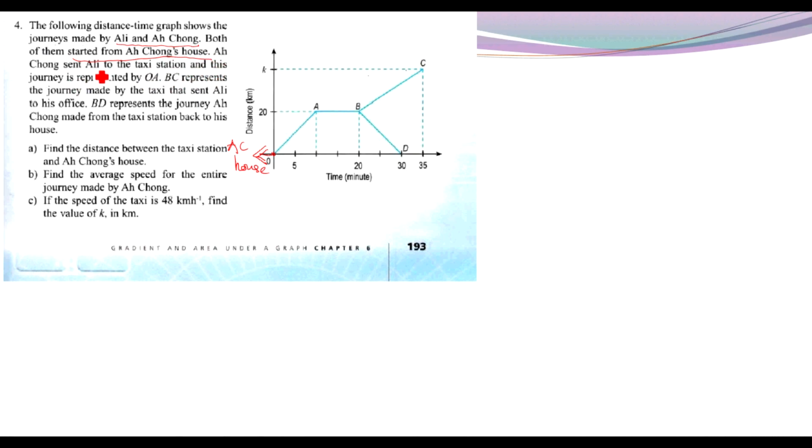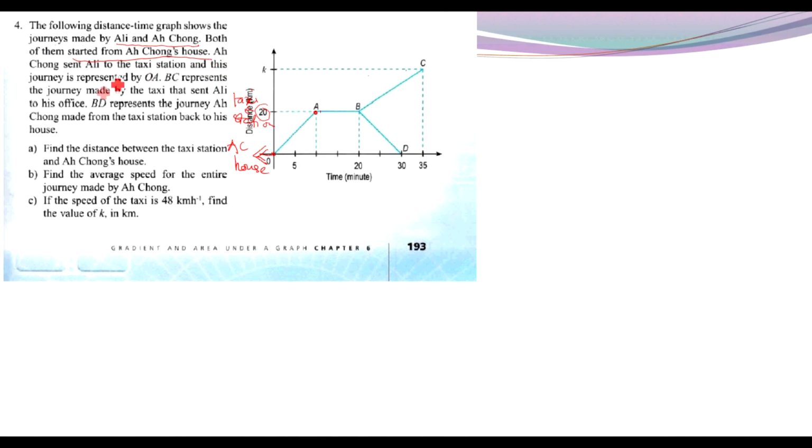Ah Chong sent Ali to the taxi station. Both of them start here, to send Ali to the taxi station. So that means for 20 kilometer here, this is the taxi station.